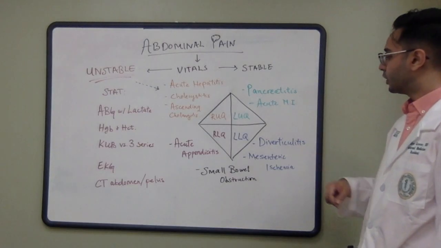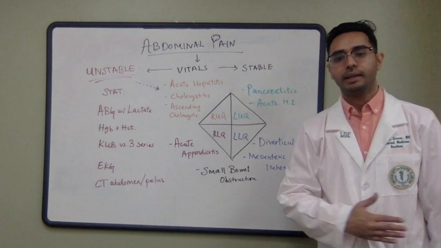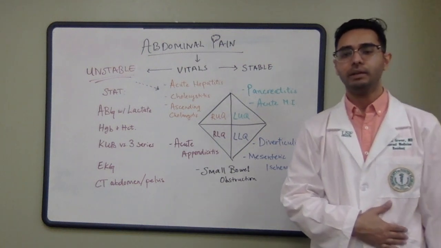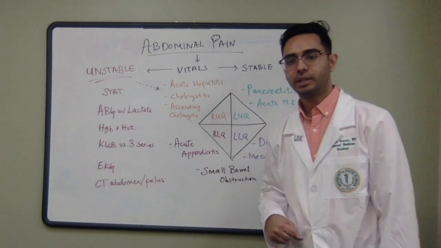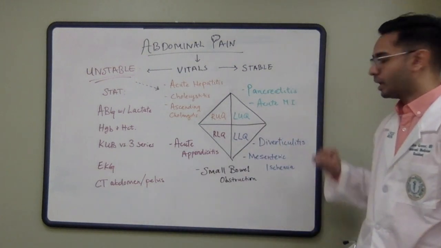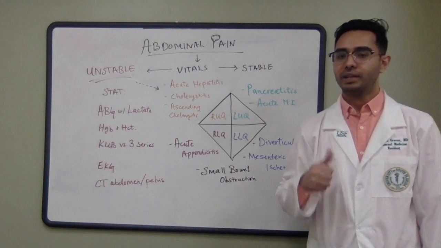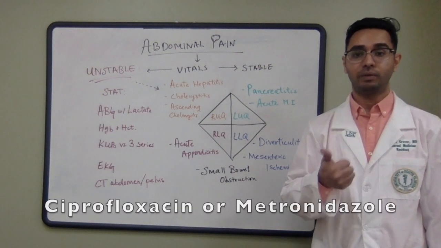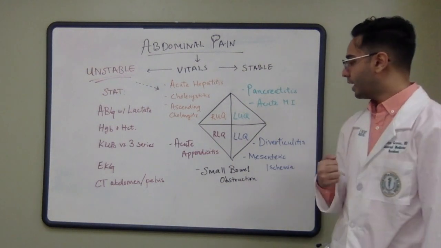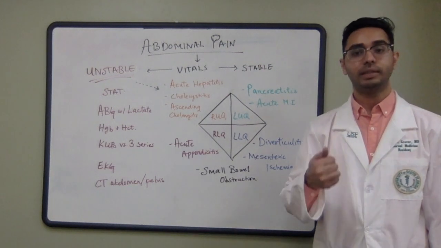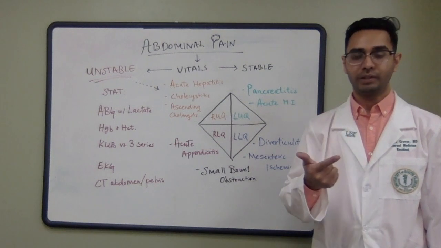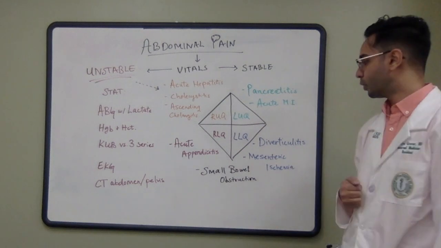In the left lower quadrant, you have diverticulitis. These patients will have left lower quadrant pain, diarrhea, and imaging evidence consistent with diverticulitis. Antibiotics are imperative in this case. If they can tolerate orals, you can give ciprofloxacin or metronidazole. And if they can't tolerate orals, you want to do IV antibiotics. So the same, cipro, metronidazole. You can do pip/tazo as well.